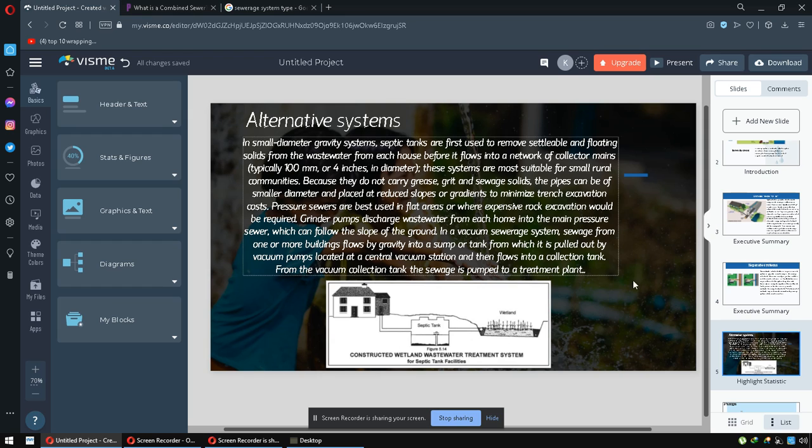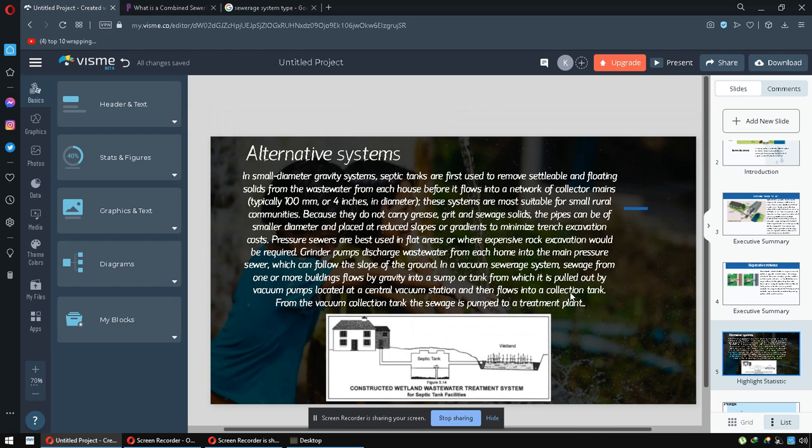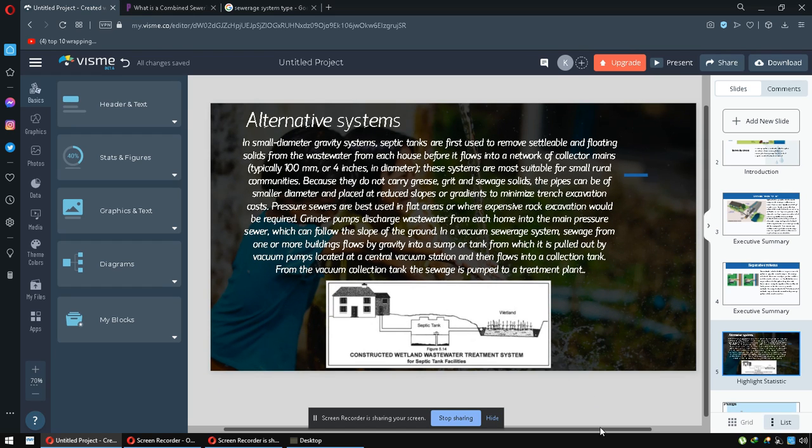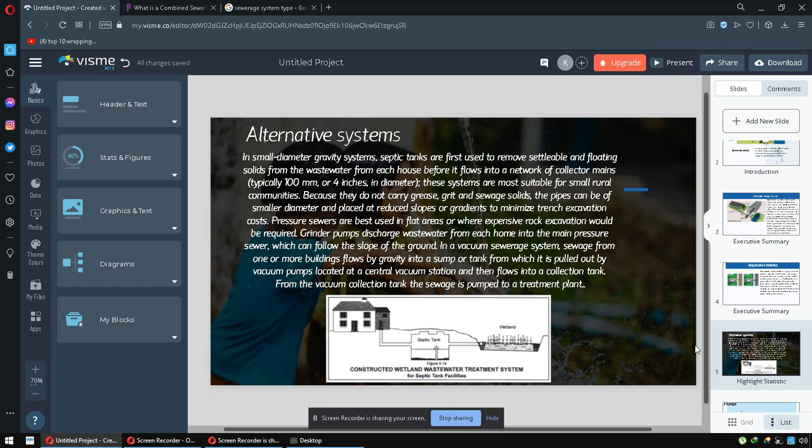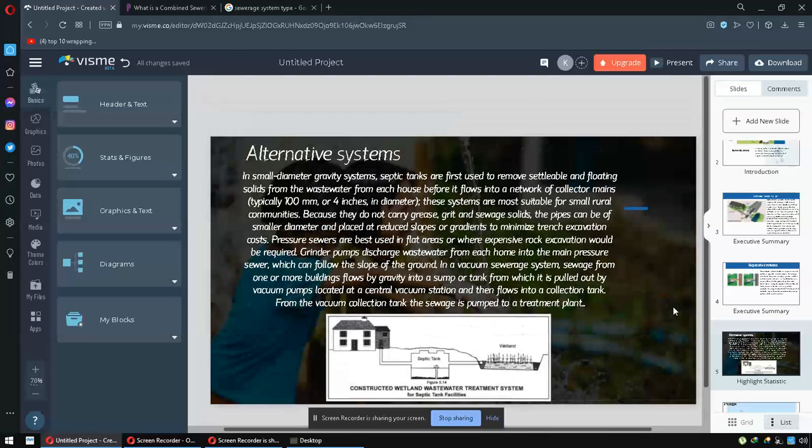So this alternative system is commonly seen in places in the cities like donut shops because they use this kind of septic tank. I think this kind of system is the most convenient one because it's commonly used in our city here in Digos.